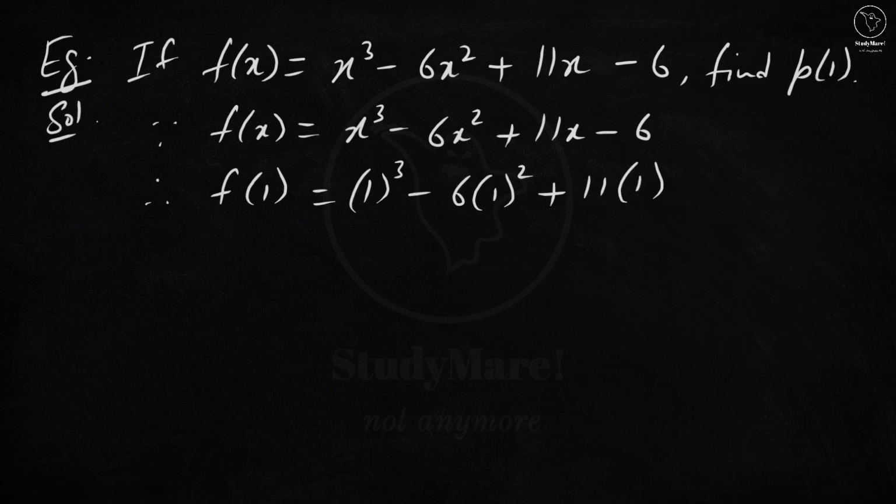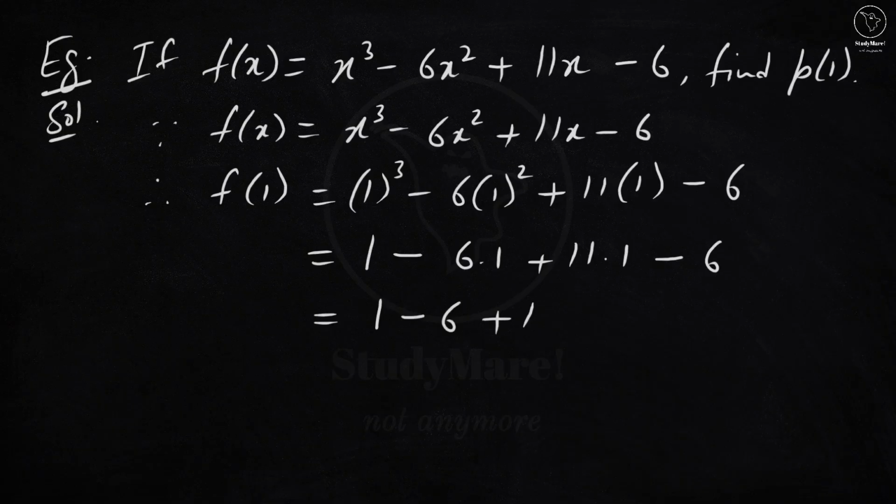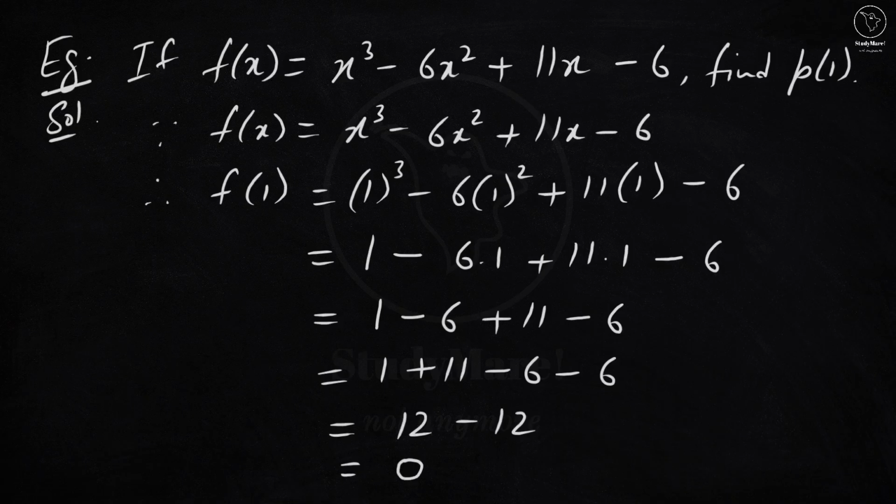plus 11 into 1 minus 6, which is equal to 1 cube is 1 minus 6 into 1 square is 1 plus 11 into 1 minus 6, which is equal to 1 minus 6 plus 11 minus 6. Collecting all the positive terms together, we get 1 plus 11 and negative terms minus 6 minus 6, which is equal to 12 minus 12, which results in 0. So here we can conclude that 1 is the 0 or root of this polynomial.